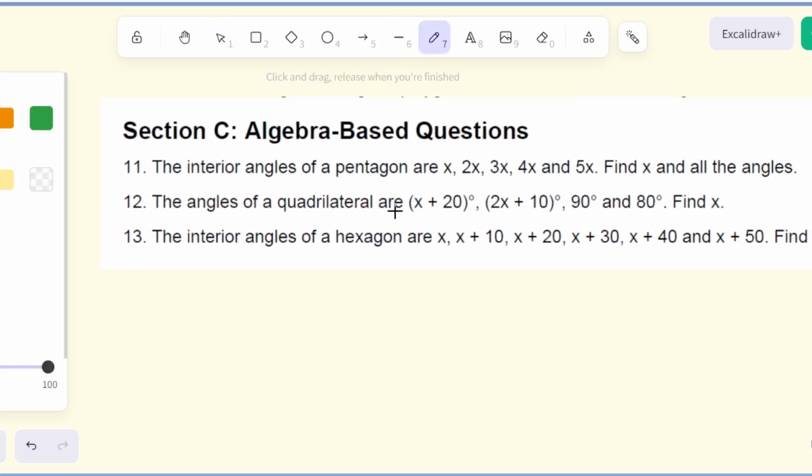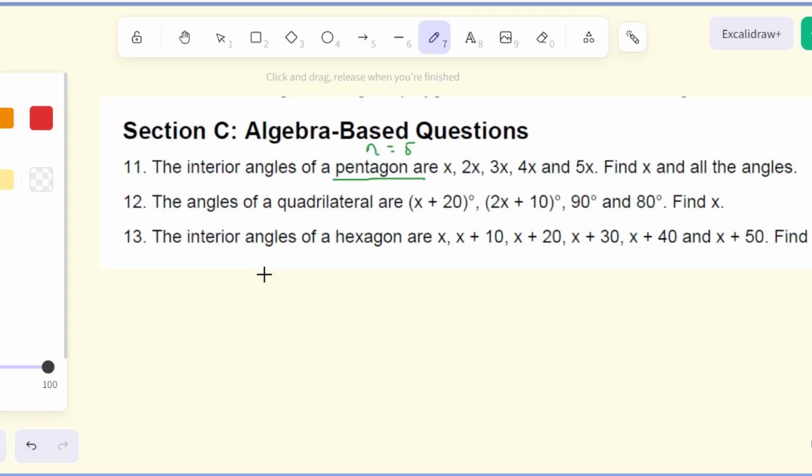So now we have some algebra based questions. The interior angles of a polygon are x, 2x, 3x, 4x, 5x. Find x and all the angles, right? So basically, what have they given to us? They have given us a pentagon, which is n equal to 5, right? So pentagon, n equal to 5, and the interior angles.